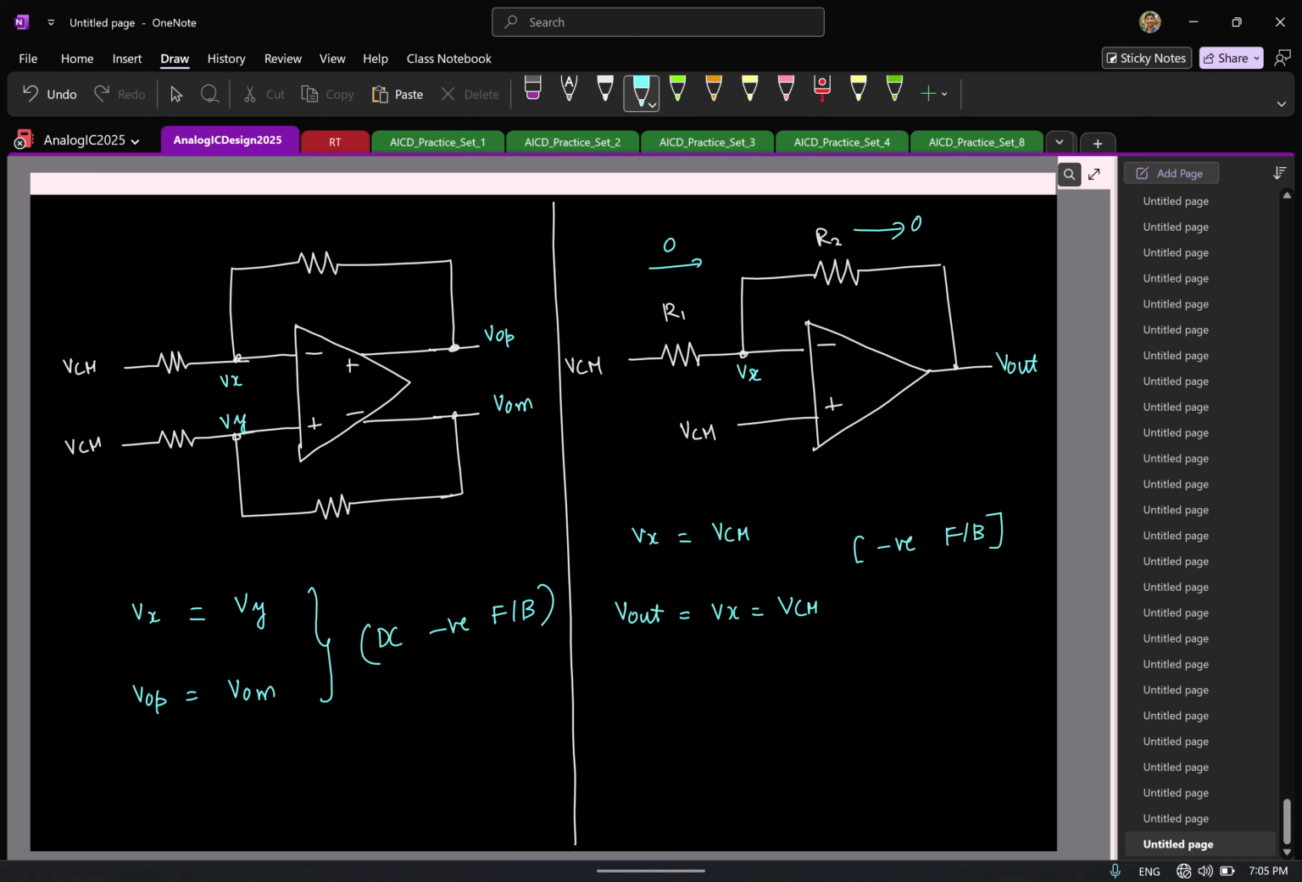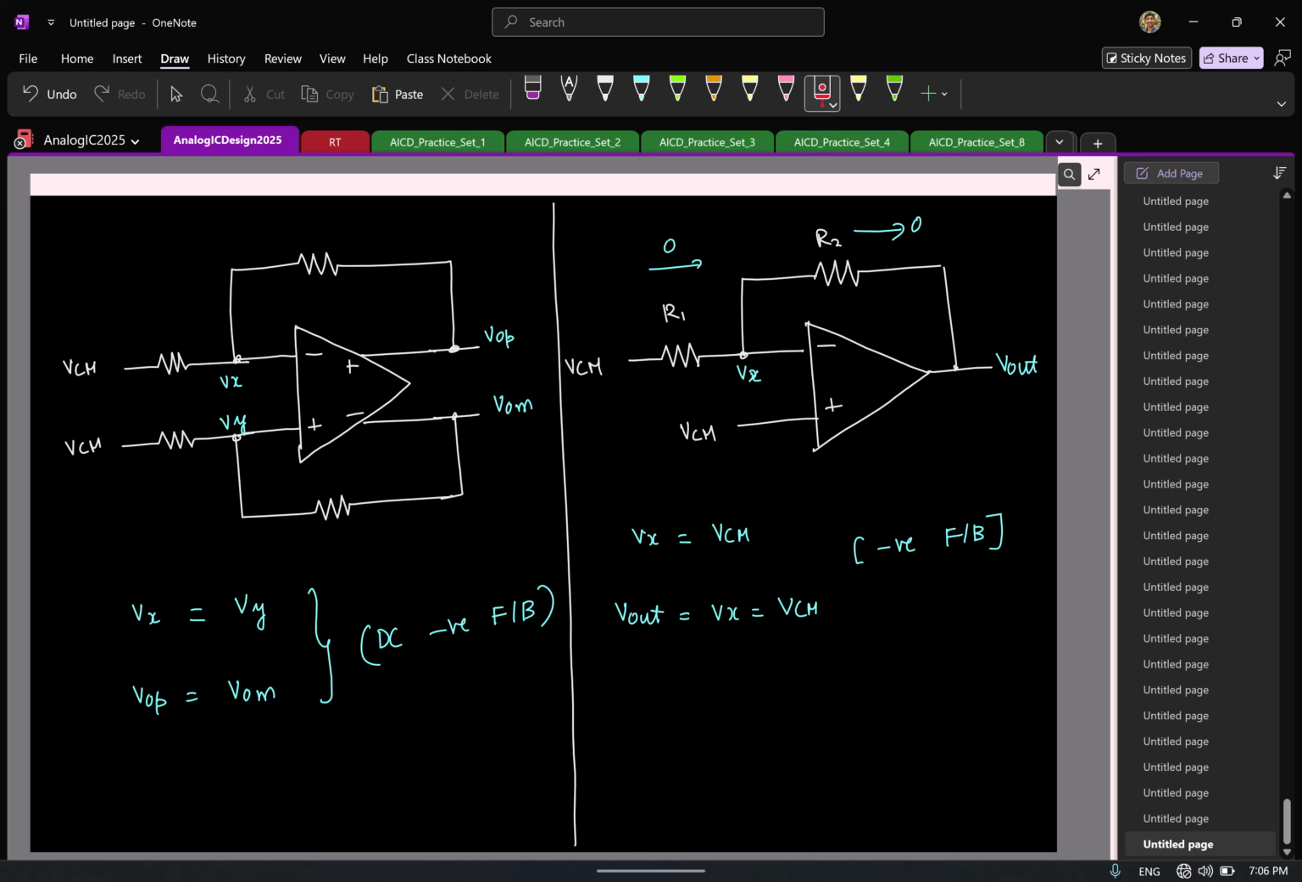Correct? But is my DC negative feedback telling what the actual voltages on Vx and Vy are? Yes or no? No. Because the negative feedback here is just saying that the differential input is 0, which means all I can say for sure is Vx will be equal to Vy, and by extension VOP is the same as VOM. But the actual values of Vx, Vy or VOP, VOM are still not defined. Okay? So this is in stark contrast with a single-ended output op-amp, wherein the negative feedback took care of defining what the voltages are.